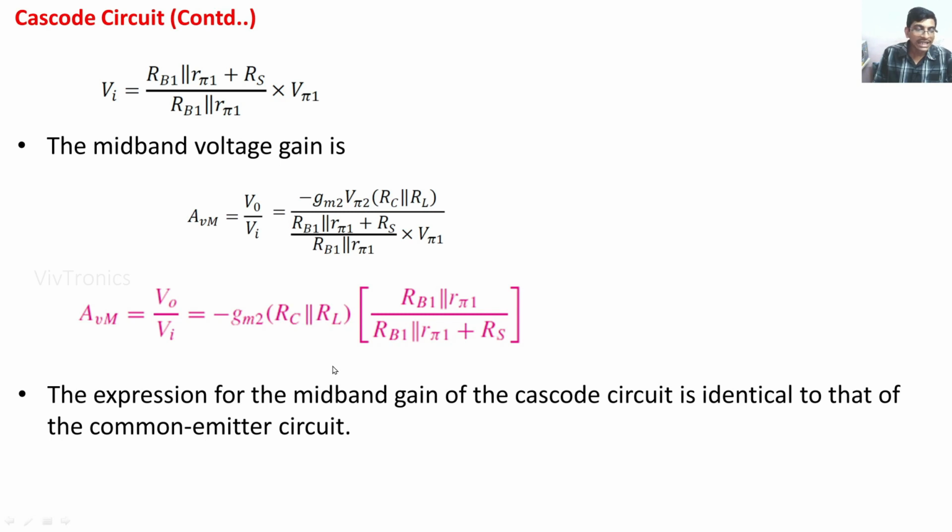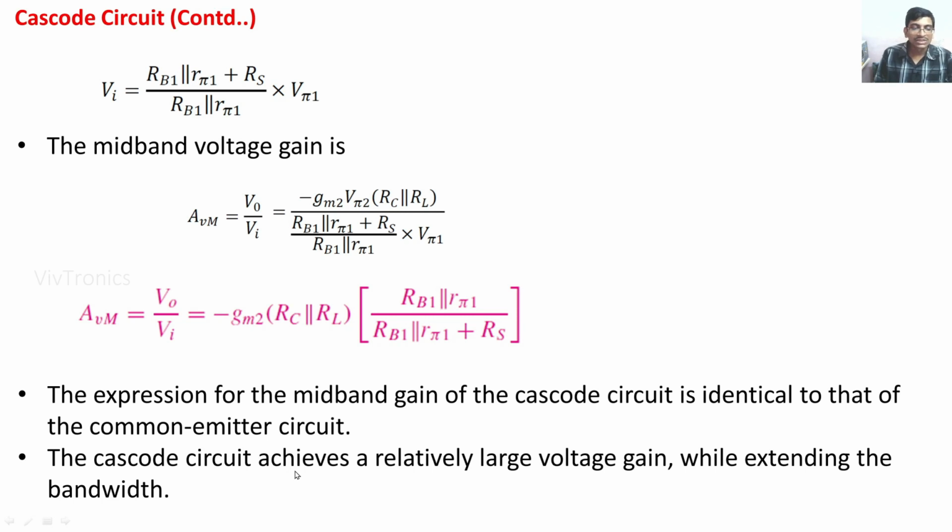That is the midband voltage gain of the cascade amplifier circuit. The expression for the midband voltage gain of the cascade circuit is identical to that of the common emitter circuit. The cascade circuit achieves a relatively large voltage gain while extending the bandwidth. The bandwidth is extended, and the voltage gain will be equal to the CE amplifier voltage gain. That is the advantage of the cascade circuit: the bandwidth is getting increased and the voltage gain remains the same.